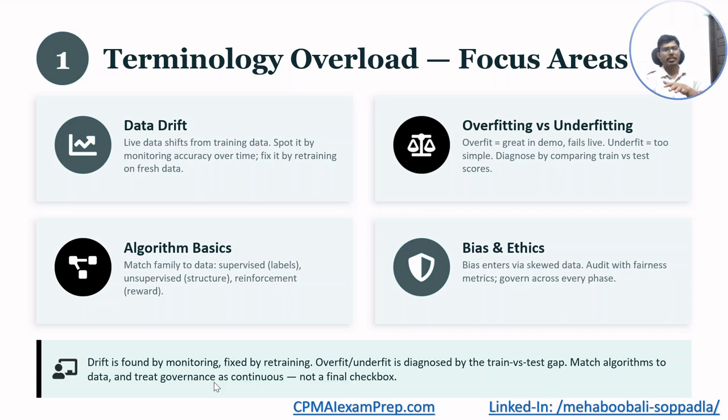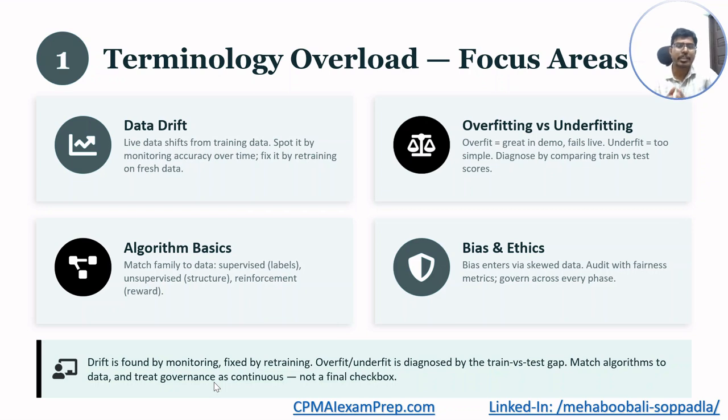The four areas, those are drift, overfitting and underfitting, algorithm basics, and bias and ethics, are the areas where most candidates lose their marks. So let's walk through them in a way you can actually explain and apply during the exam. Let's start with data drift.